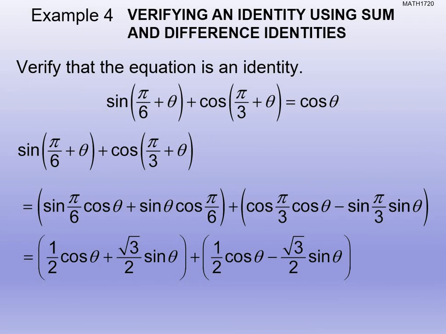Now, we can simplify some terms. We have a half cosine of theta and we have a half cosine of theta. We can combine those. We have a square root of 3 over 2 sine theta and we have a minus square root of 3 over 2 sine theta. Those two terms are going to cancel. So all we're left with is the half cosine plus the half cosine. A half plus a half is 1. So our last step ends up giving us cosine of theta.